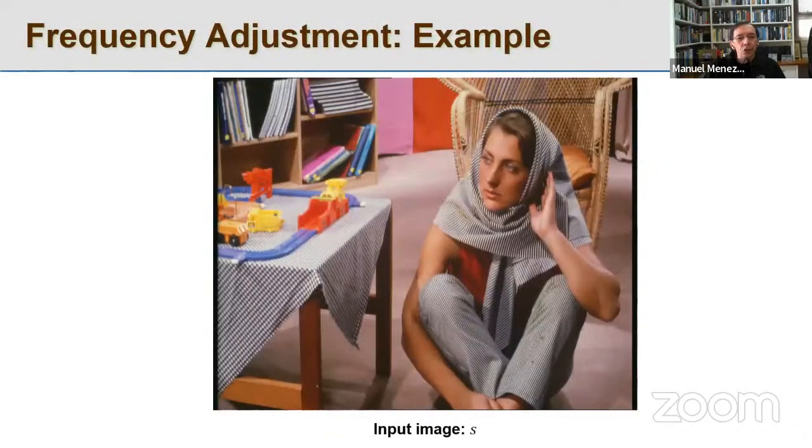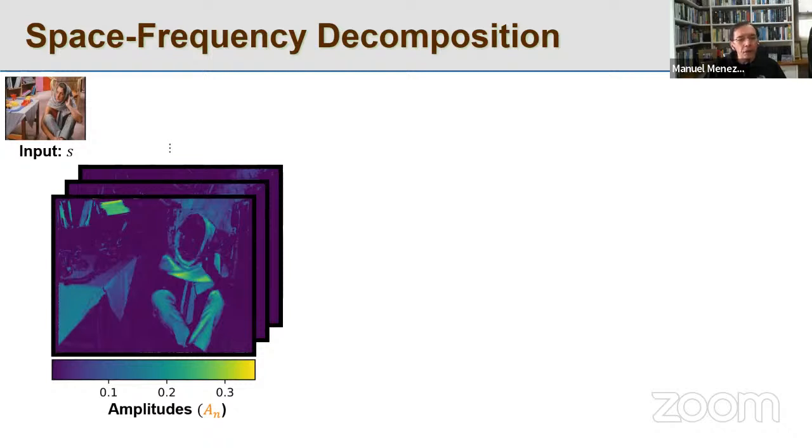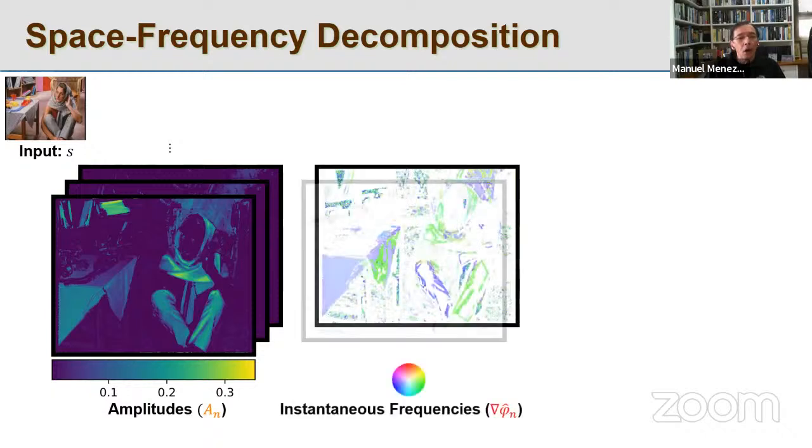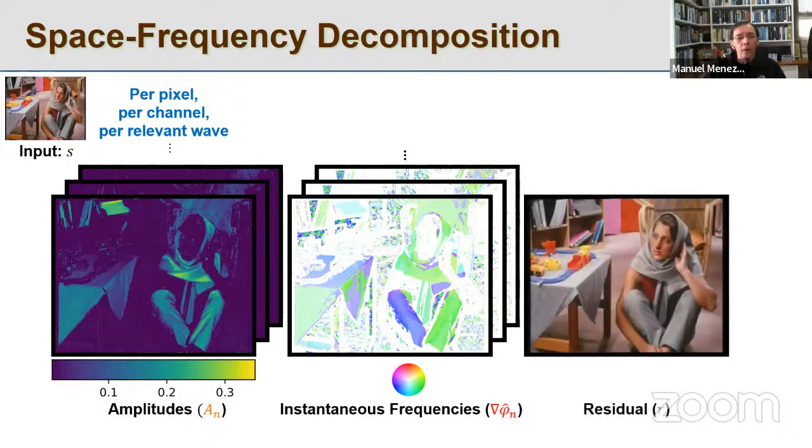All right, so let me then show you the steps of this process here. Given an input image, we would be interested in obtaining a bunch of amplitude values, and you can see this already, based on a per pixel basis. Also, we obtain a set of instantaneous phi hat gradients for every single one of those pixels. And as I already pointed out, we have to do this on a per channel and per relevant wave basis as well. So for each pixel, for each channel, we have to consider what are the relevant waves that pass through that particular pixel and contribute to it, meaning what are those waves which have high amplitude information, high energy. Well, we also recover the residual. All this has been done using the techniques developed for spectral remapping.